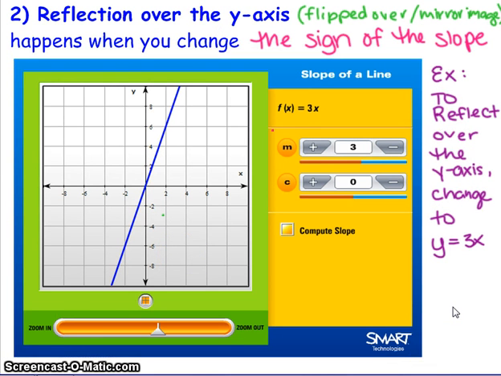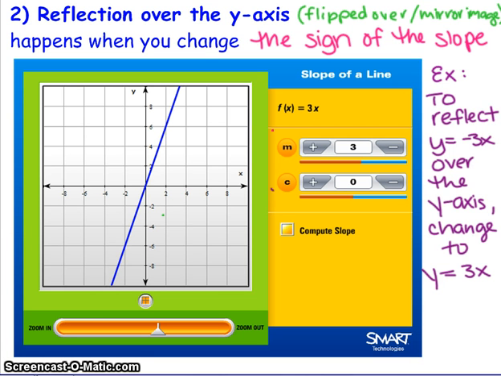So here's our example. For your notes, you should write down that to reflect negative 3x over the y-axis, what you would want to do is change that equation to y equals positive 3x. So you're taking this negative and making it positive, and that will cause this reflection every time.